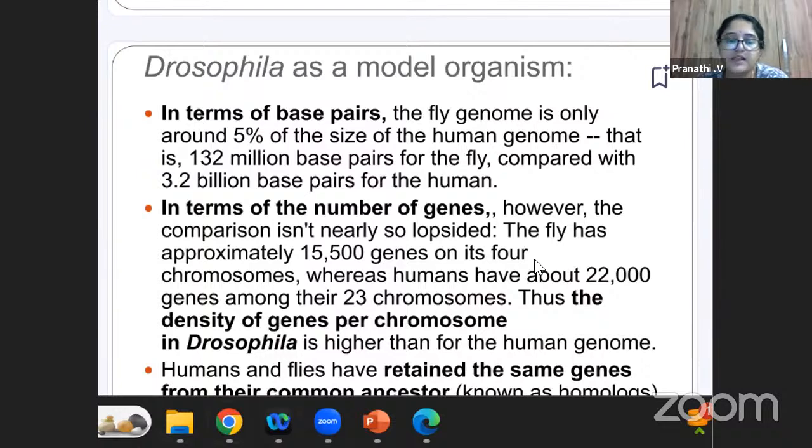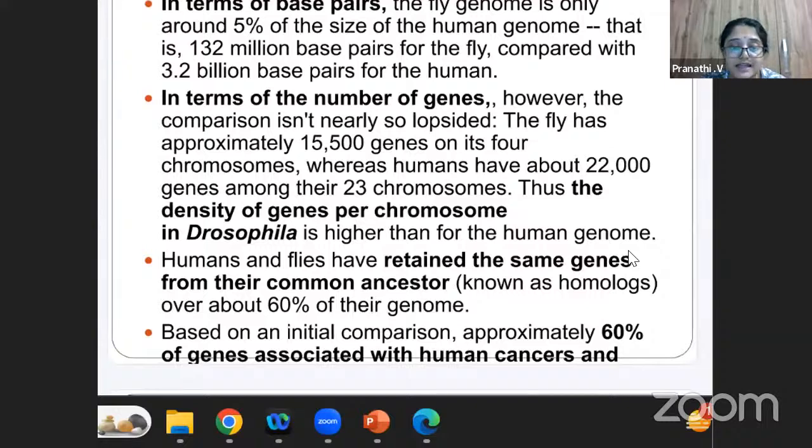Also, only around 15,500 genes are present on the four chromosomes, whereas we have around 22,000 genes present on 23 chromosomes. So the density of genes per chromosome is higher over here because 15,500 genes are concentrated on those four chromosomes, whereas for us it is less because 22,000 genes are on 23 chromosomes. If you take it as nearly 16,000, you have around 3,900 genes on each chromosome, whereas for us it is around 1,000 genes on each chromosome. In Drosophila, it is higher than that of the human genome.